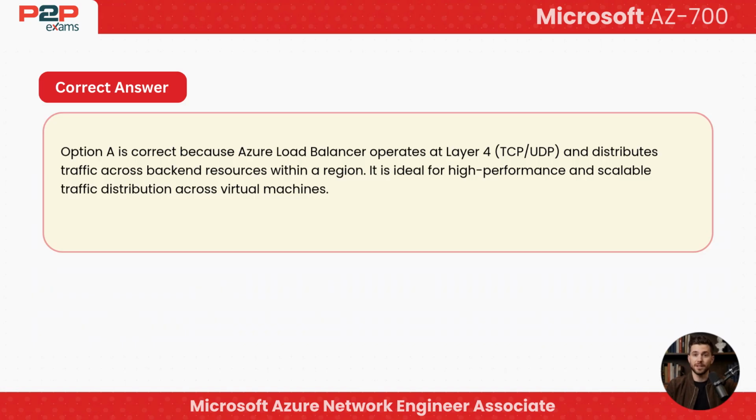Option A is correct because Azure Load Balancer operates at Layer 4, TCP, UDP, and distributes traffic across backend resources within a region. It is ideal for high-performance and scalable traffic distribution across virtual machines.